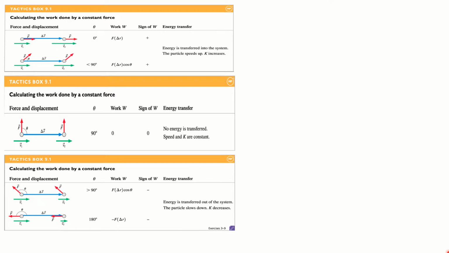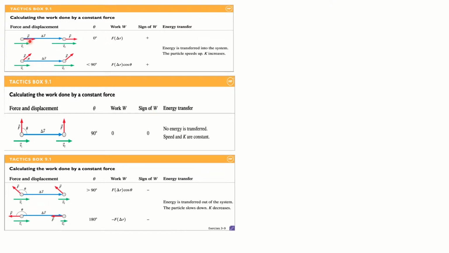Last video, we looked at the concept of work and how essentially applying forces to a particle, when that particle moves, can cause increases or decreases in kinetic energy. Essentially, those forces are doing work on our system of a particle. And we looked at three different ways this happens.